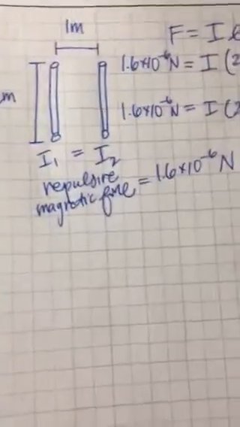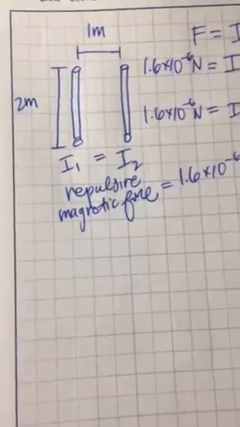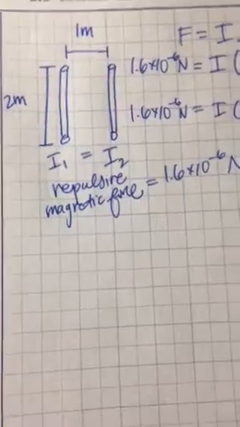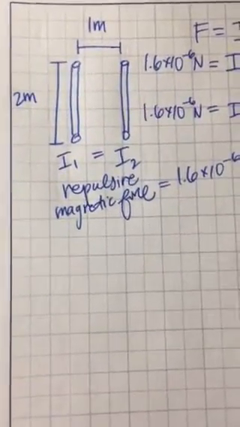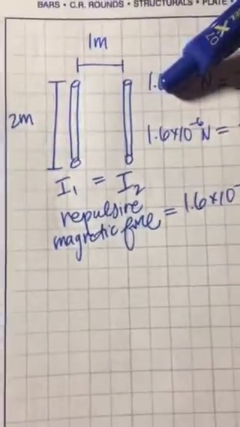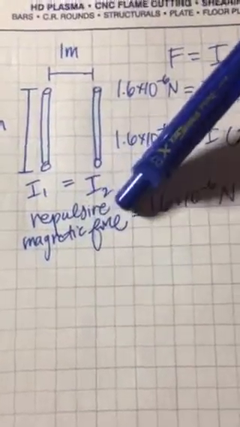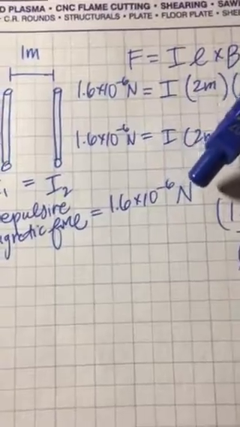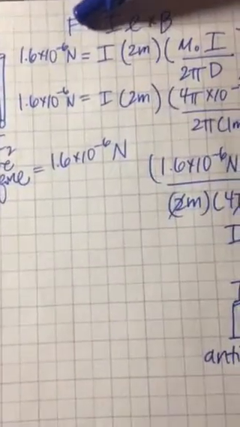So the first thing that I did was draw a diagram. We see here that each rod or wire is 2 meters and they're separated by 1 meter. And we know that the currents in each rod are the same. And then it's a repulsive magnetic force of 1.6 times 10 to the negative 6 newtons. So first we're going to look at this force.